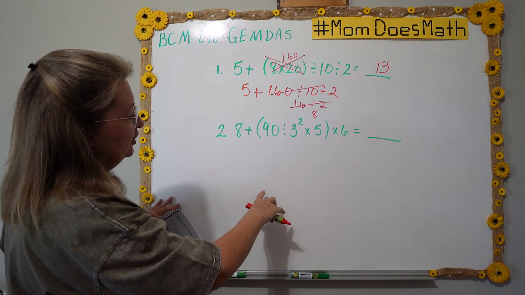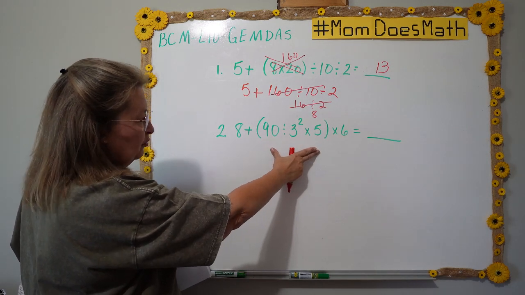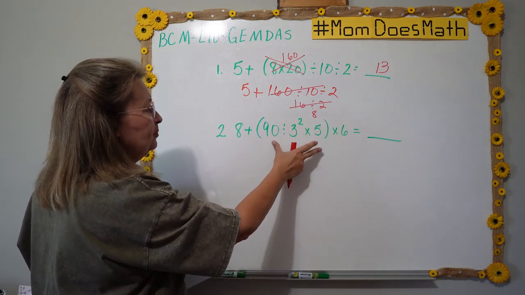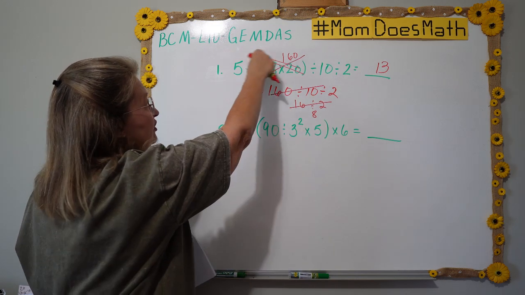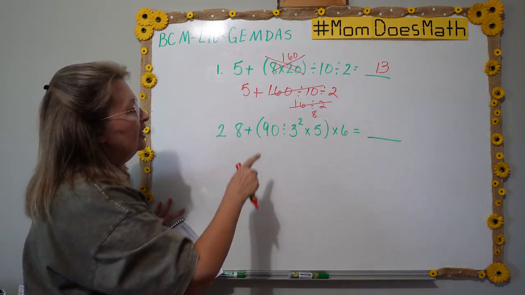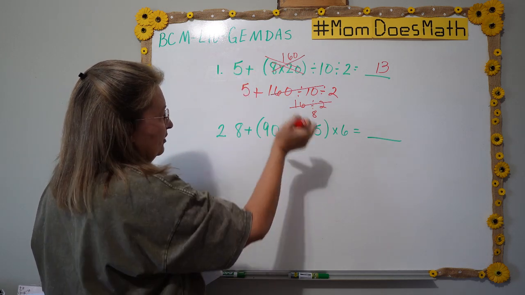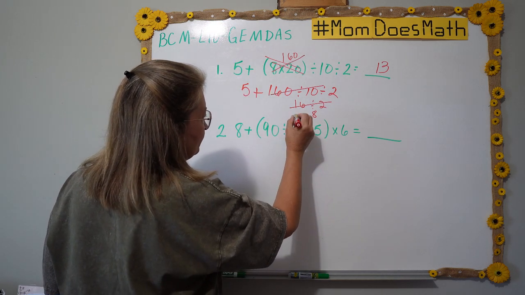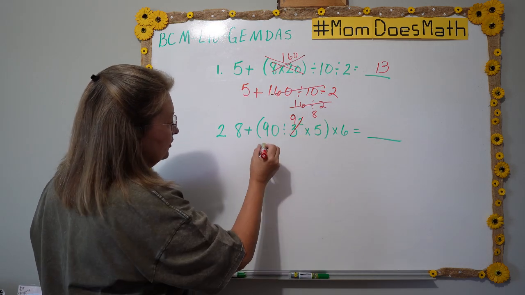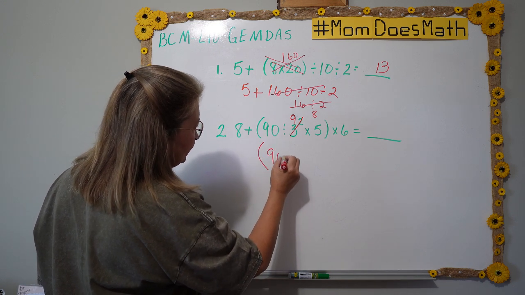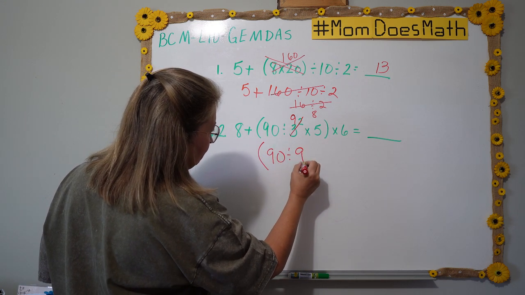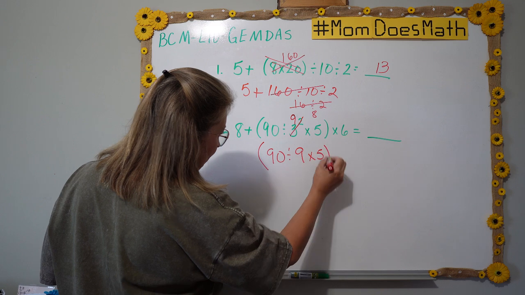Okay? So now 5 plus 8 is 13. Okay, let's look at number 2. I'm going to go into my grouping symbol first. Now within your grouping symbol, you still go through GEMDAS. Okay, so my next thing, you know, inside here is exponents. All right, 3 squared is 9. So now what I have in here is 90 divided by 9 times 5.